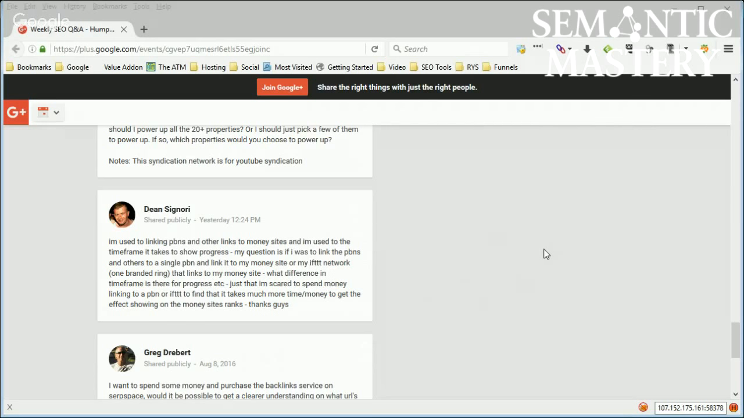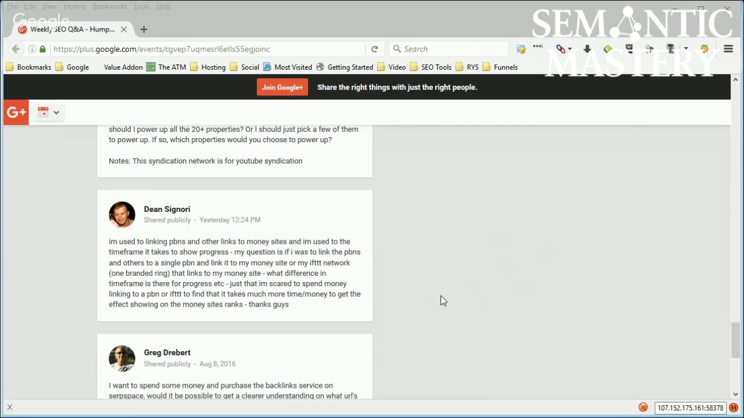Just that I'm scared to spend money linking to a PBN or IFTTT to find that it takes much more time slash money to get the effect showing on the money site's ranks. Thanks, guys. There is a little bit more of a delay, at least, it's not always the case, but most of the time, unless you have an unusually powerful link that you find and you point it to a buffer site first, in which case you can see results very, very quickly.